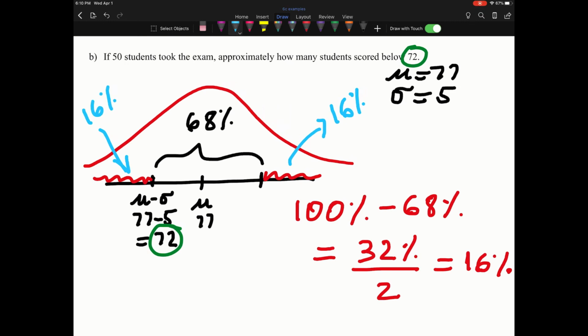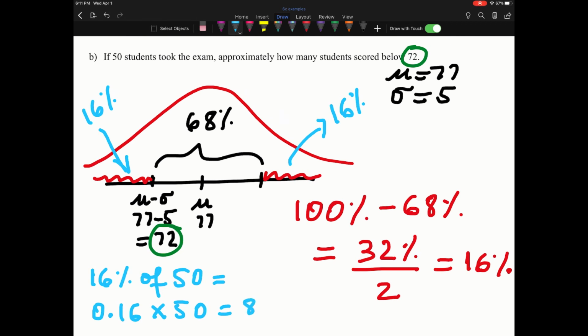So we can conclude that 16% of 50 students scored below 72. So to find out the exact number, we take 0.16 and multiply by 50. So the result is 8. So 8 students scored below 72.